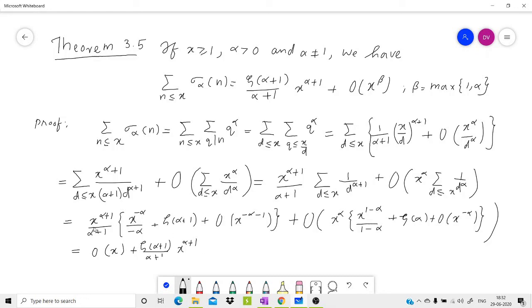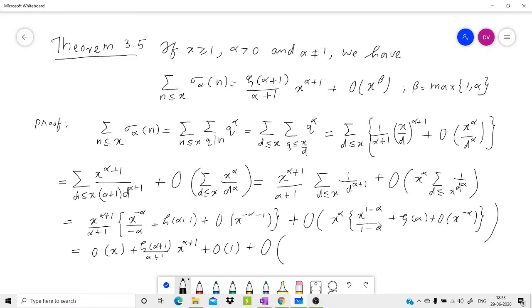In the third term, we have x raised to alpha plus 1 into x raised to minus alpha minus 1. So that can be cancelled. So that will be 1 by alpha plus 1. So that is nothing but a function of the form of domination 1. Then we have O of these much terms.